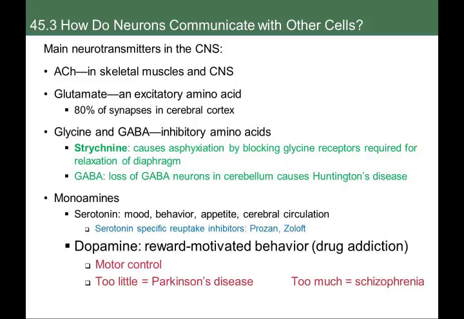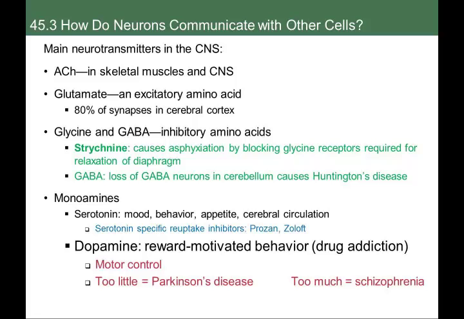And we have glycine and GABA, which are inhibitory amino acids, and we also have a broad group called monoamines, and there we find serotonin, which is very important for mood, behavior, appetite, and also cerebral circulation, and then dopamine, which is extremely important for reward-motivated behavior and therefore implicated in a lot of pathologies involving drug addiction. And so this is also just to say how important some of these things are when we start affecting them with drugs or different diseases.